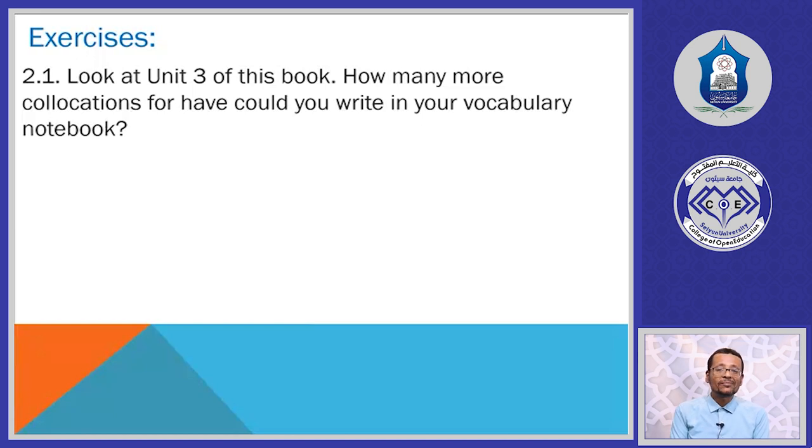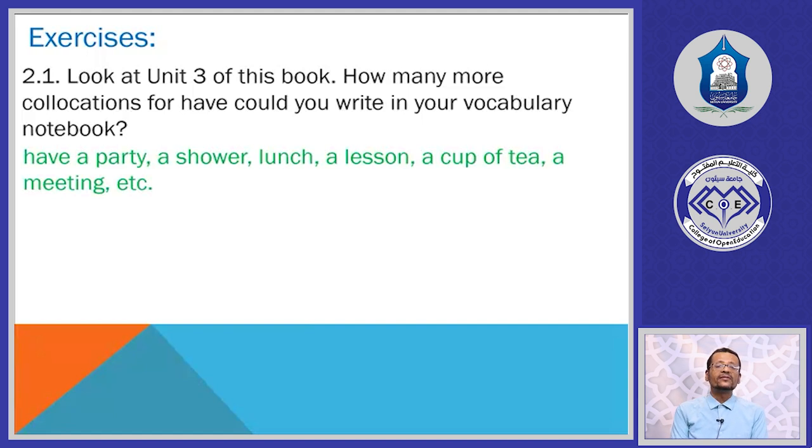So you can draw a diagram for the word have, and then write inside that diagram all words that are related to it. For example, have a party, have a shower, have lunch, have a lesson, have a cup of tea, have a meeting, have breakfast, and different things we can have. So have has different meanings. So try to organize your notes like this, which is very helpful.